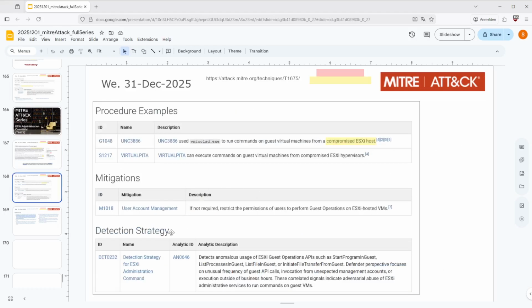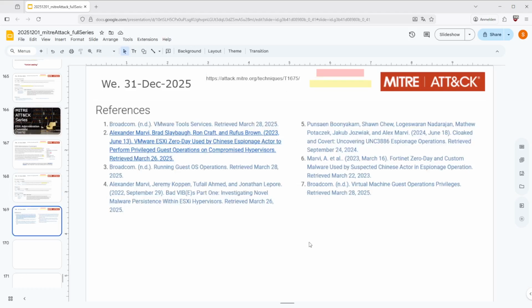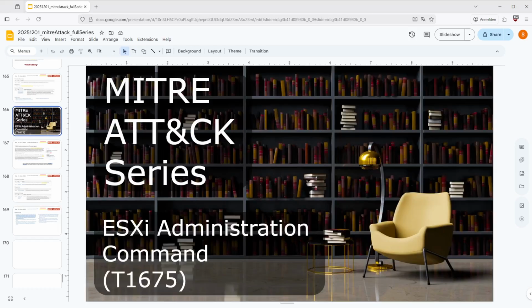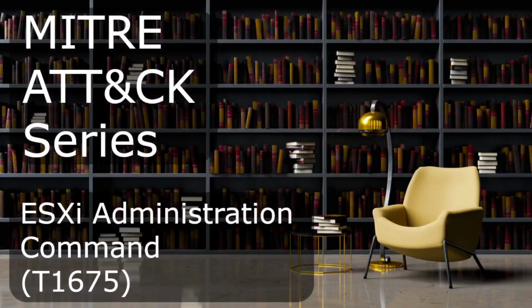Yeah, so we know procedures, a little bit mitigation, some sources. In general, I would say that this technique, there is room for improvement. There is no name, so feel free to improve that. We have seen quite some of those by now. So far so good.